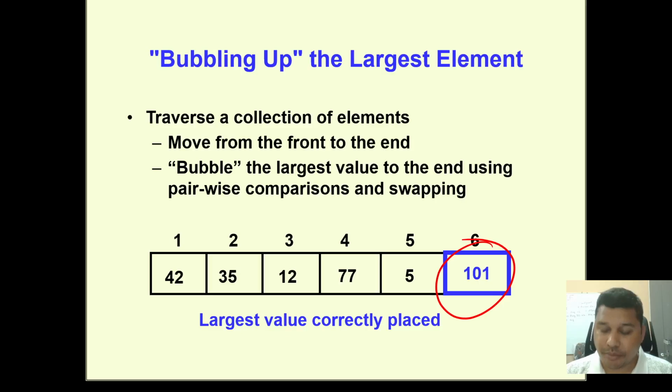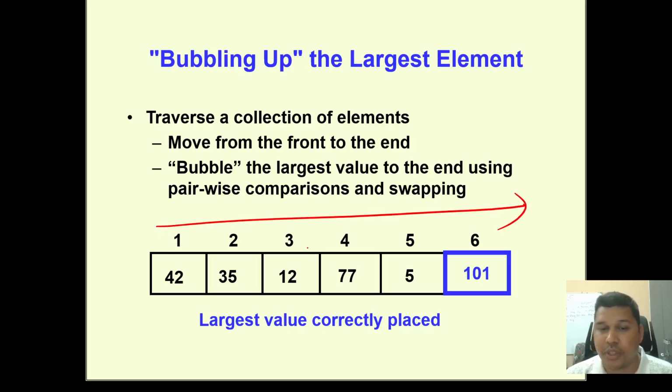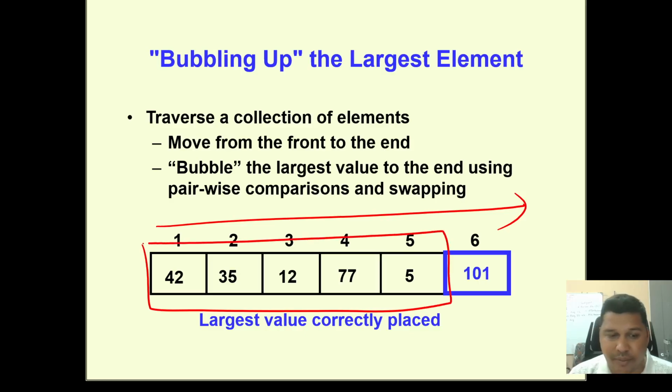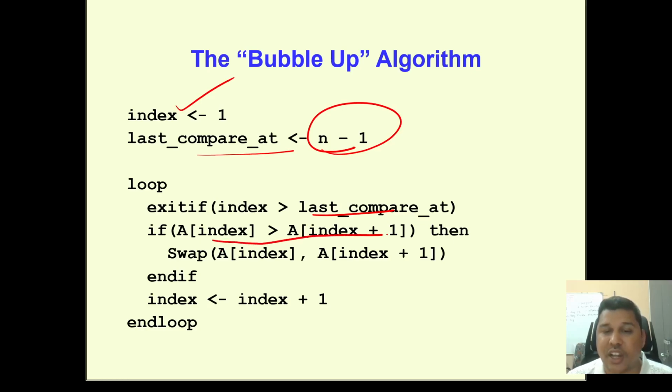Next, again begin from the starting. Once it is done, you move the control to the beginning again. This time you don't go till n, you come only till this 5. We are reducing the size by one element here, and we will not go to that location. The logic is very simple here. Index is 1 and the last compare is n minus 1. If index is less than or equal to the last compare, then you check: if a of index is greater than a of index plus 1, then swap. Otherwise, just increment the index.